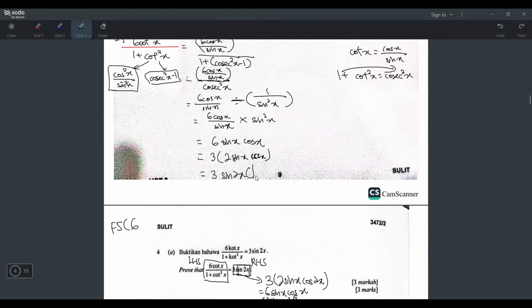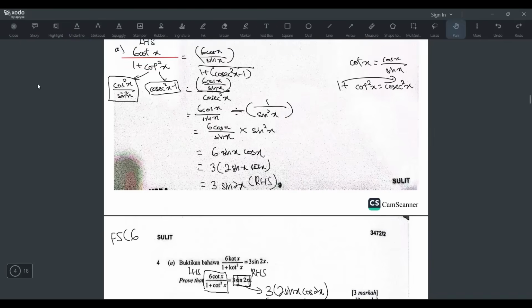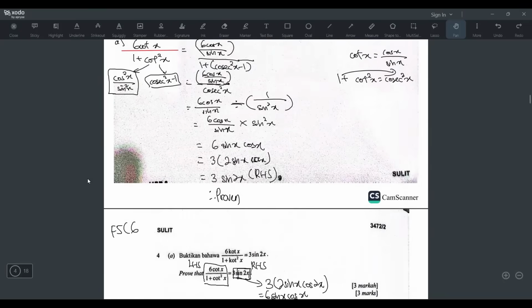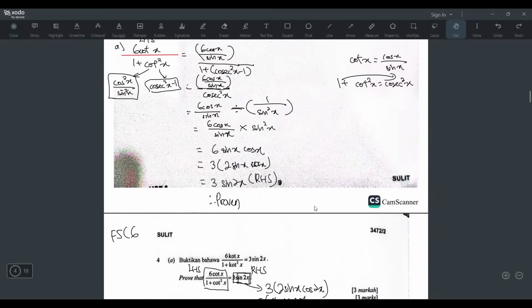So this is your right hand side. I started from the left hand side just now, so I end up with my right hand side, so I can write proven. Yeah, so this is how I would do it. All right, 3 marks for this. Okay, so that's it.